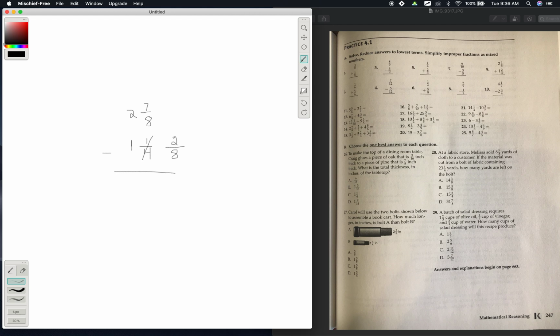So 7 minus 2 is 5. Then we bring down the denominator, which is 8. 2 minus 1 is 1. So, can this be reduced by looking at it? No, it cannot. Okay. So 1 and 5/8 is your answer. So it'd be C, 1 and 5/8.